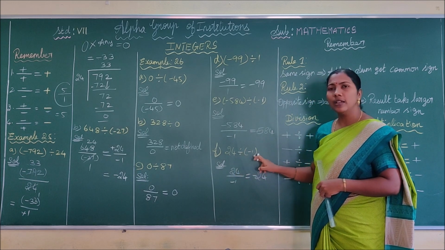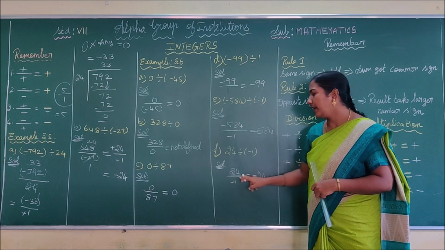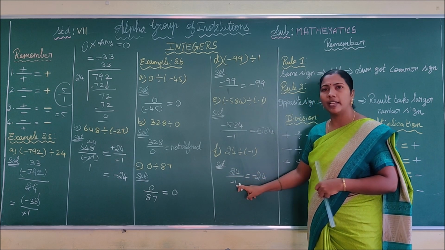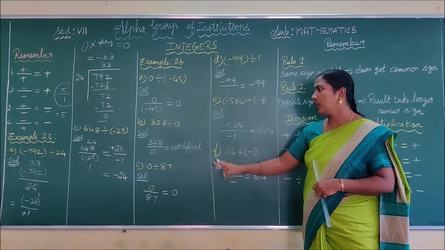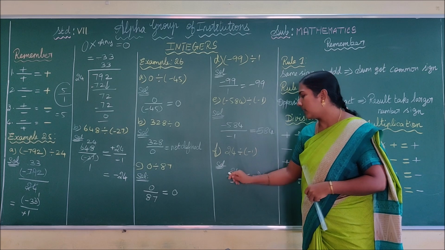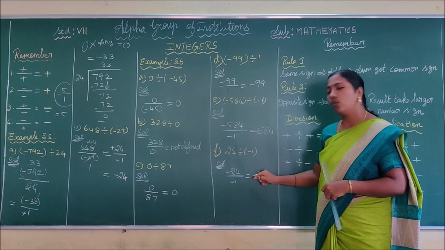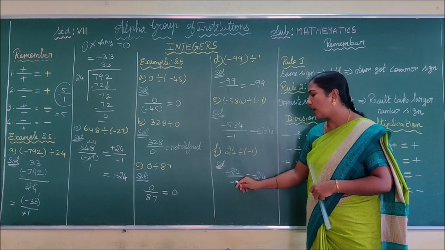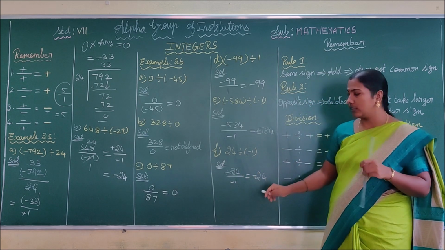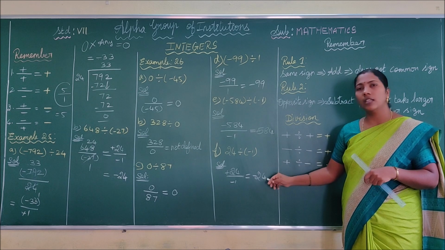24 divided by minus 1. That is, we are rewriting 24 divided by minus 1, which is equal to, as per the rule of division, plus by minus. Here the 24 has the symbol plus. Plus by minus equal to minus. If the denominator has 1, no need to write. Thus we get the answer minus 24.